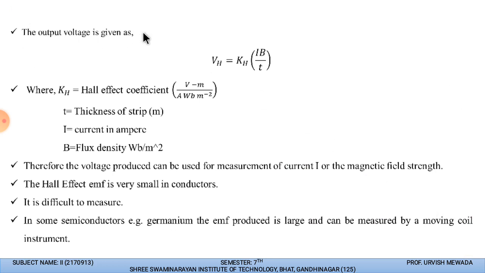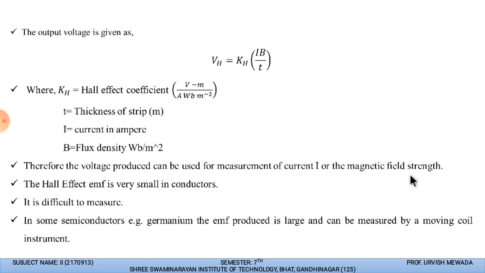And the output voltage is given by VH equal to KH into IB over T, where KH is the Hall effect coefficient, and the unit is volt-meter per ampere Weber per meter square. T is the thickness of the strip in meters, I is the current in amperes which we are applying across the material, and B is the flux density in Weber per meter square.